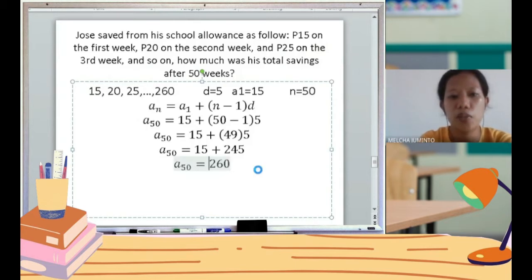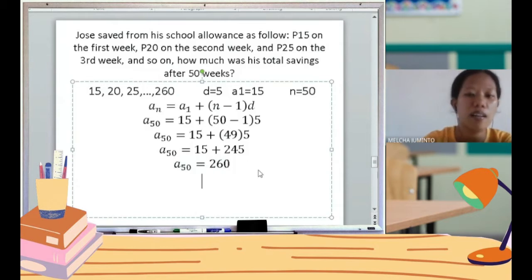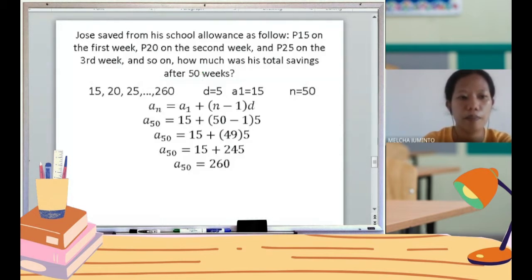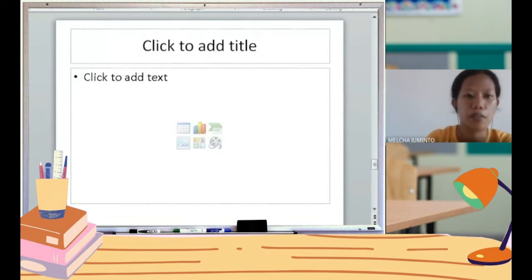We need to use the formula for arithmetic series, because we need to find the total, or the sum, of all savings from week 1 to week 50. And we know the formula we will use. Next slide for that. So we will use the next slide.